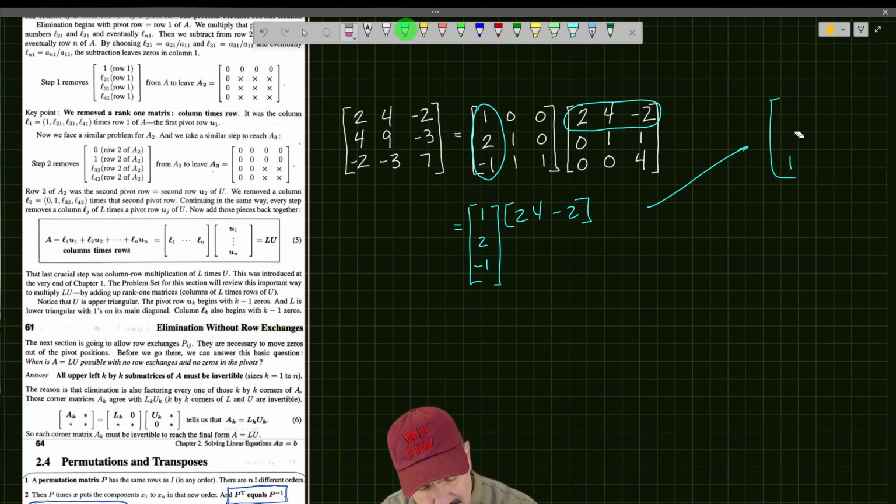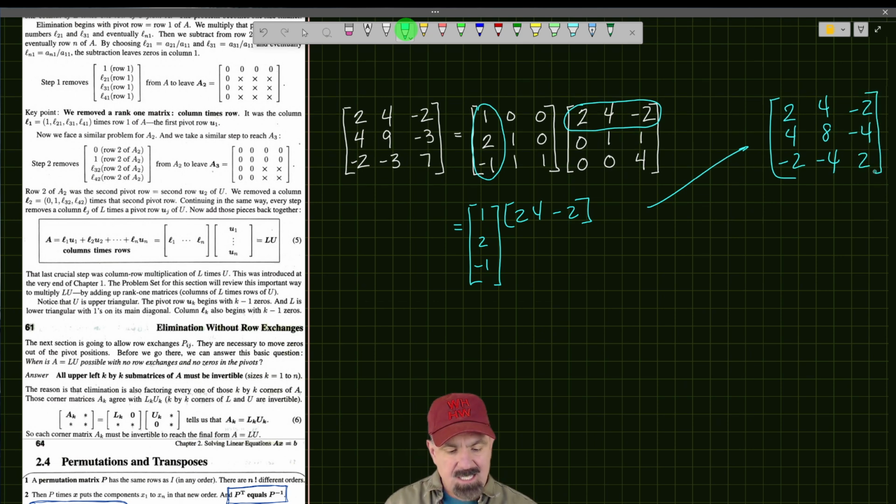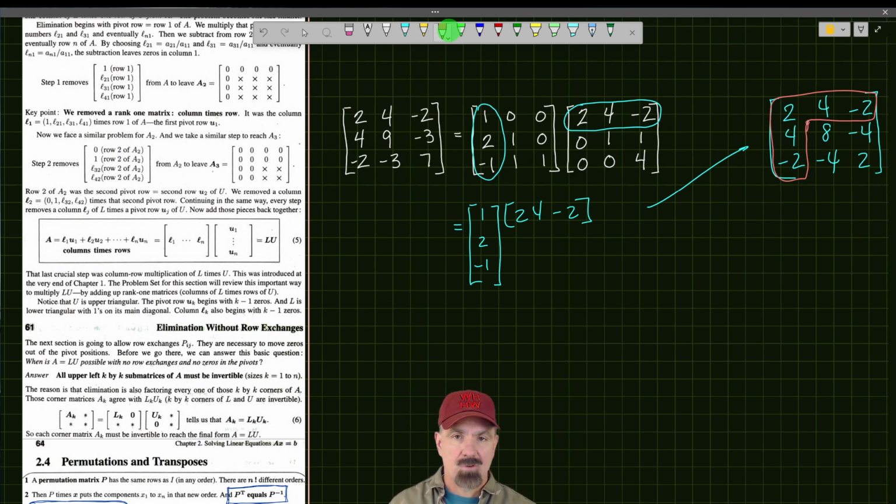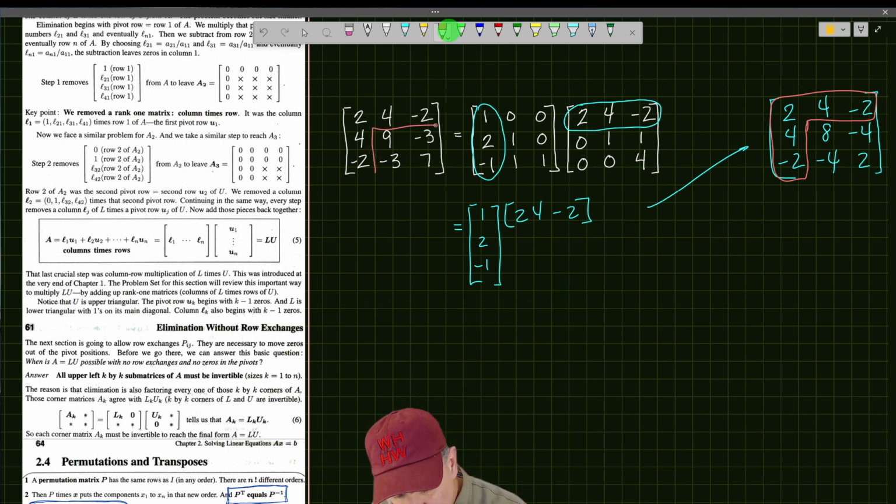So that's actually 2, 4, negative 2, and then multiplied by 4: 4, 8, negative 4, and then multiplied by negative 2: negative 2, negative 4, 2. And this is the product that we have from this first outer product that we construct. And what you'll notice, pay particular attention, is that this part of the rank 1 matrix matches exactly with what we have here.